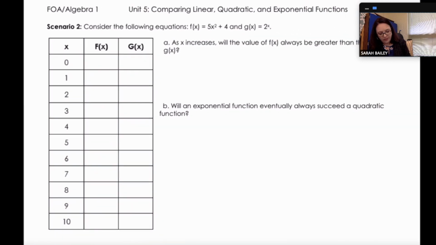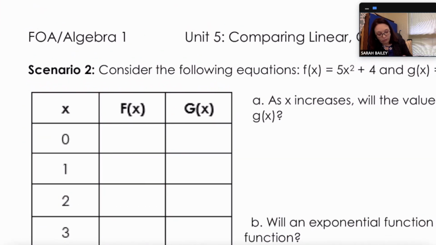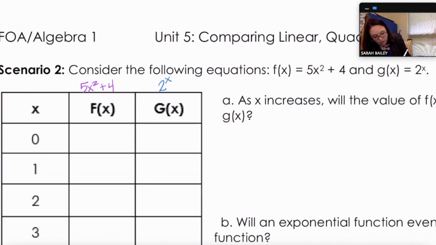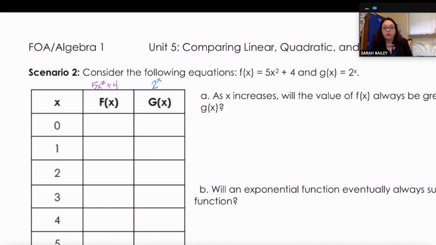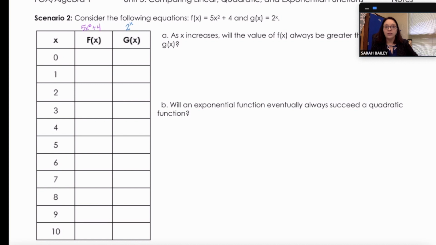So it says scenario 2. Consider the following equations. f of x equals 5x squared plus 4, and g of x equals 2 to the x. So before we can answer the questions, we need to fill out our table. So f of x, remember, is 5x squared plus 4, and it says that g of x is 2 to the x power. Okay, so I actually want you to pause the video and fill that table in now. So go ahead and do that, and then we'll come back.